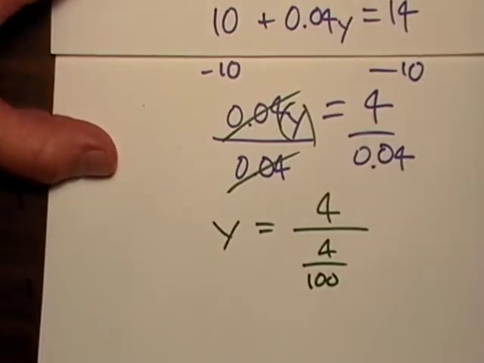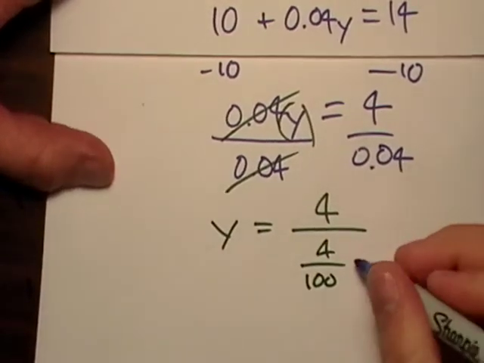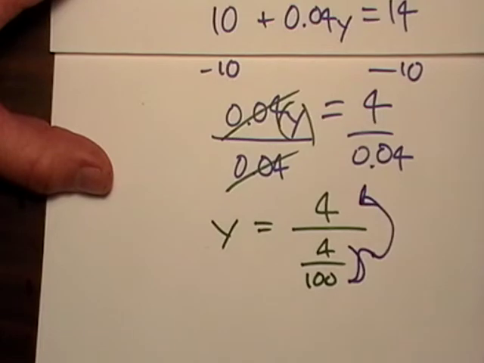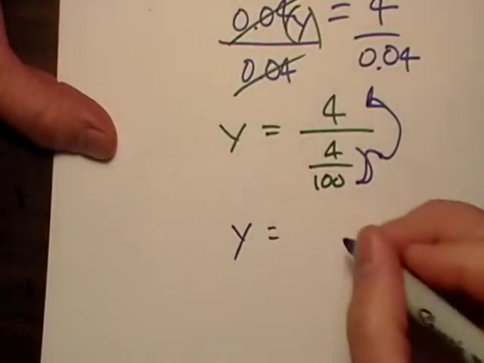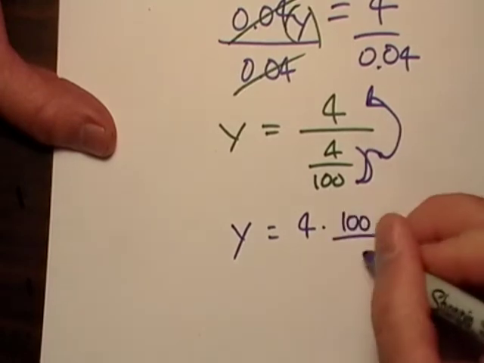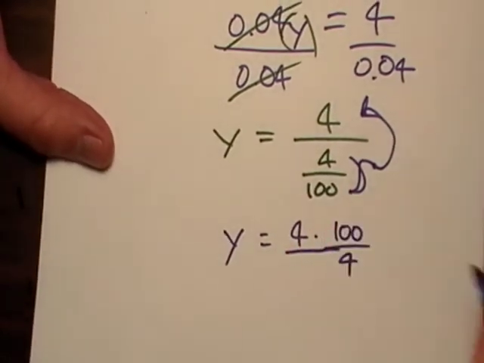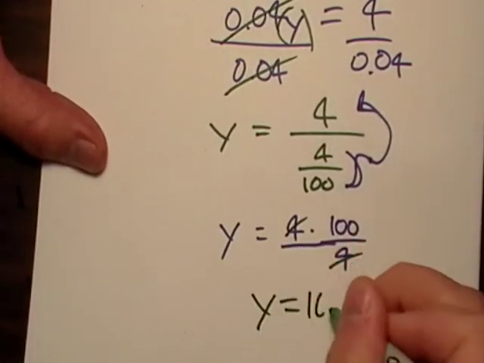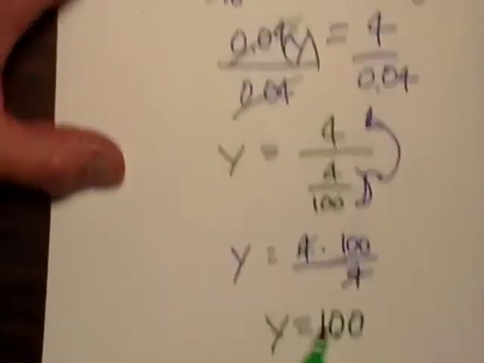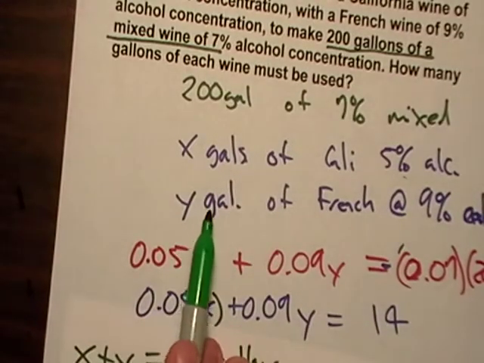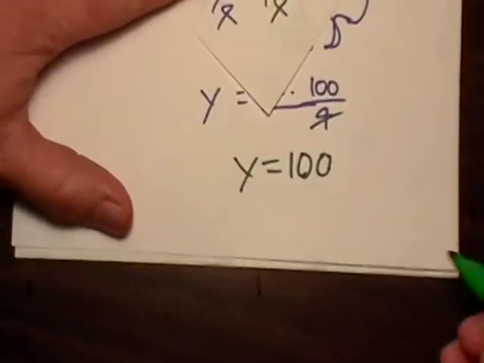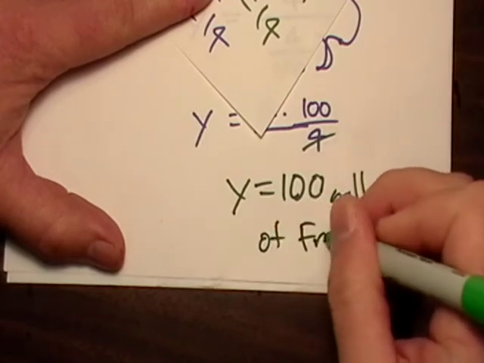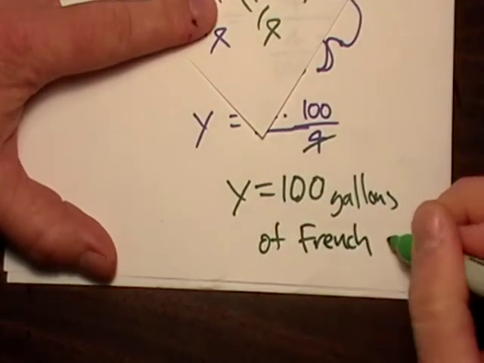And anytime you have this situation, just a quick little algebra rule, you just flip this and stick it back up on top. So y will actually be equal to 4 times 100 over 4. You see how I did that? We can cancel those out, and y will equal 100. And remember, y was the gallons of French wine we needed. So y is going to be equal to 100 gallons of French wine.